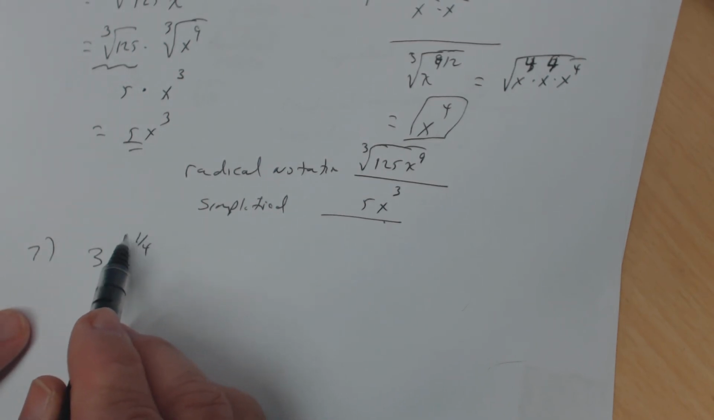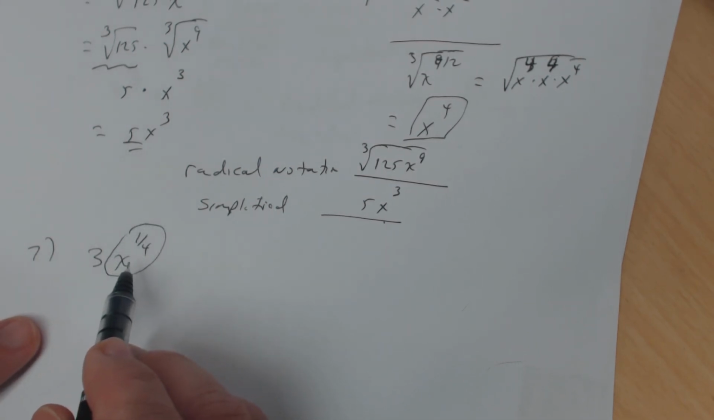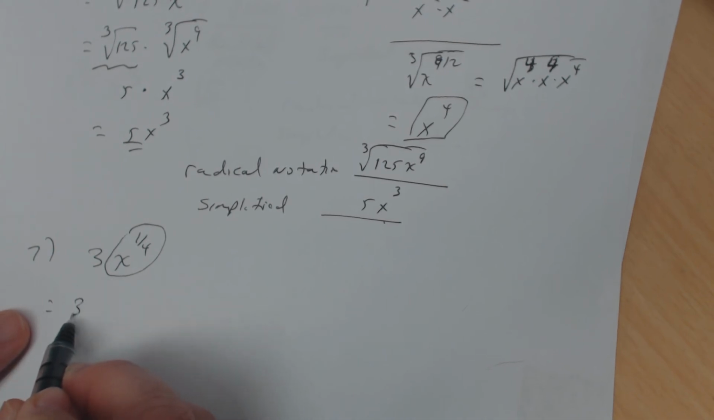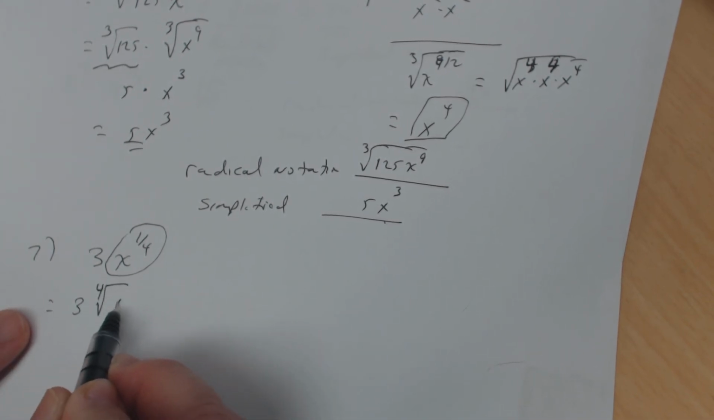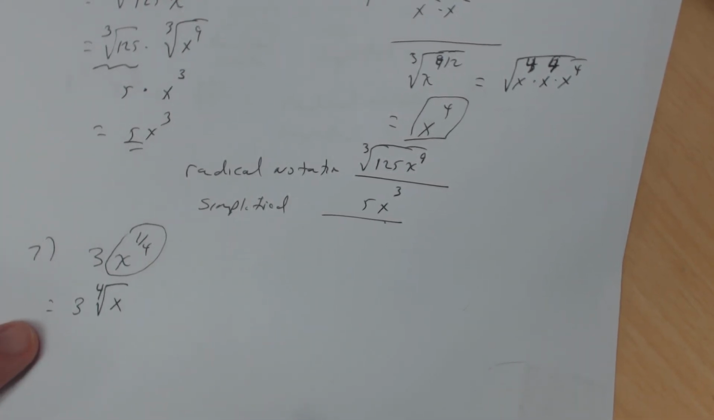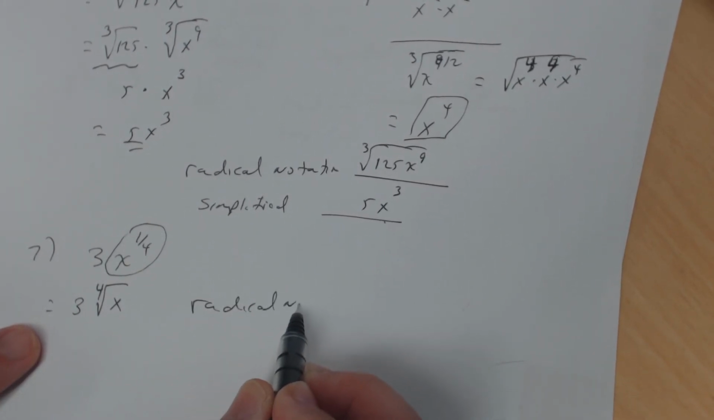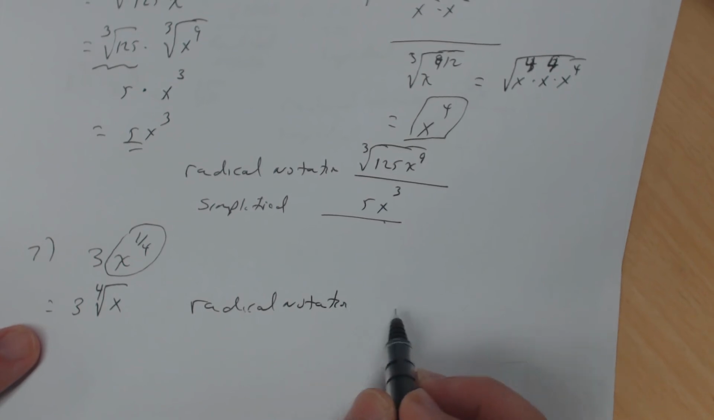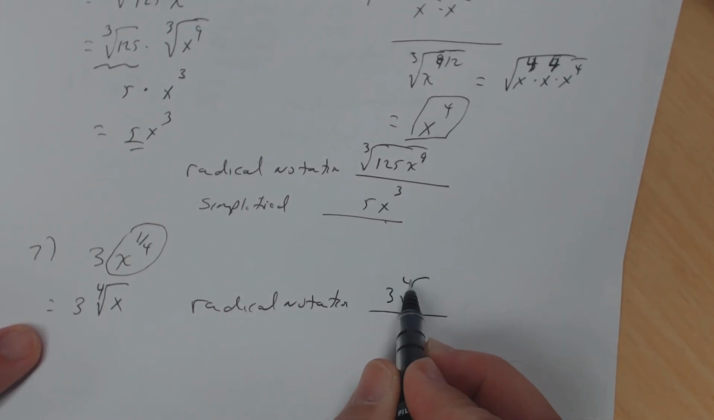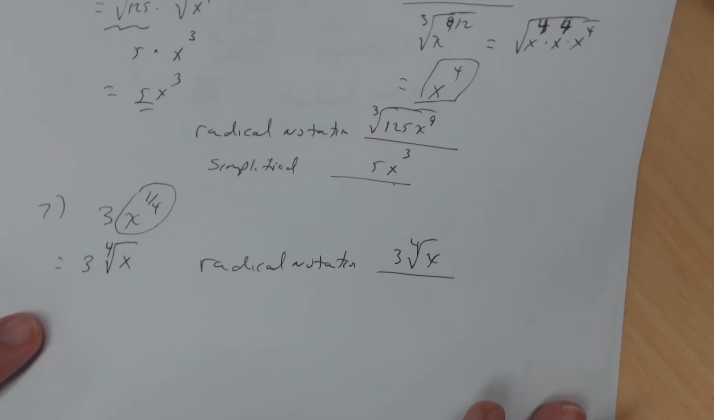I'm going to change this part right here to radical notation. So I'm going to get 3 times the 4th root of x. So that's your radical notation. Your radical notation is 3 times the 4th root of x.